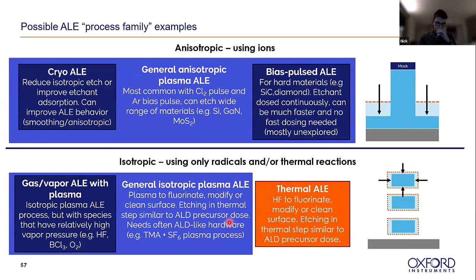You have general isotropic plasma ALE. We also have gas vapor ALE with plasma, which uses just gas phase species rather than things like TMA, which we often use for isotropic ALE. There's also thermal ALE, which doesn't use a plasma. I'm not going to talk about it because we're all about plasma technology.